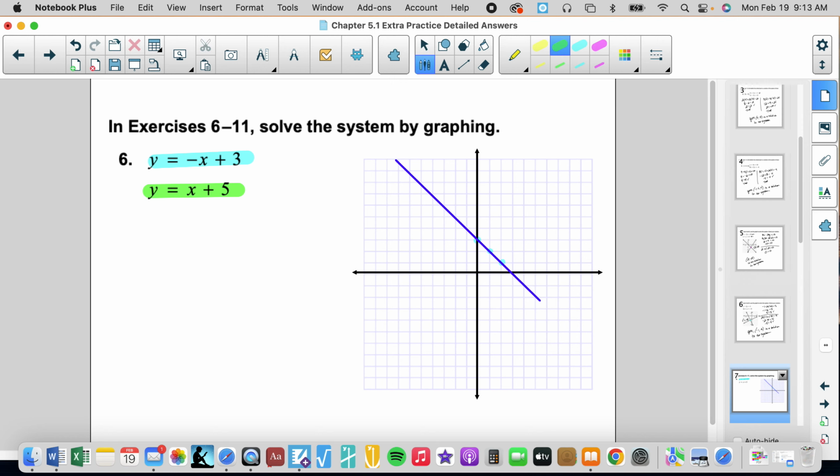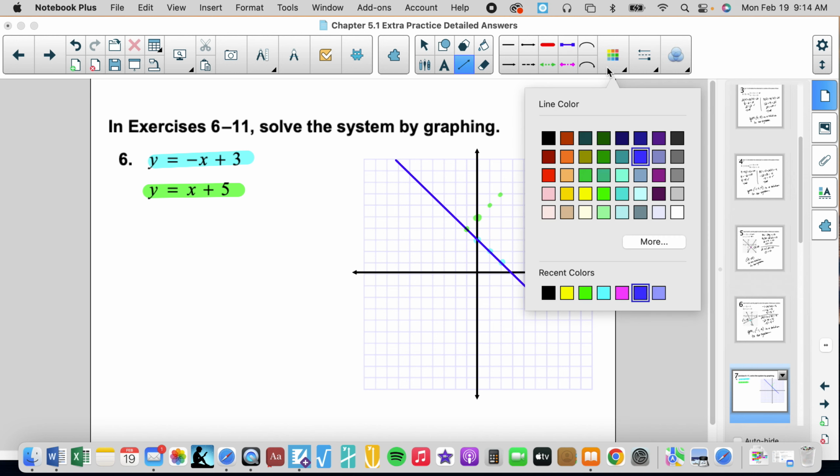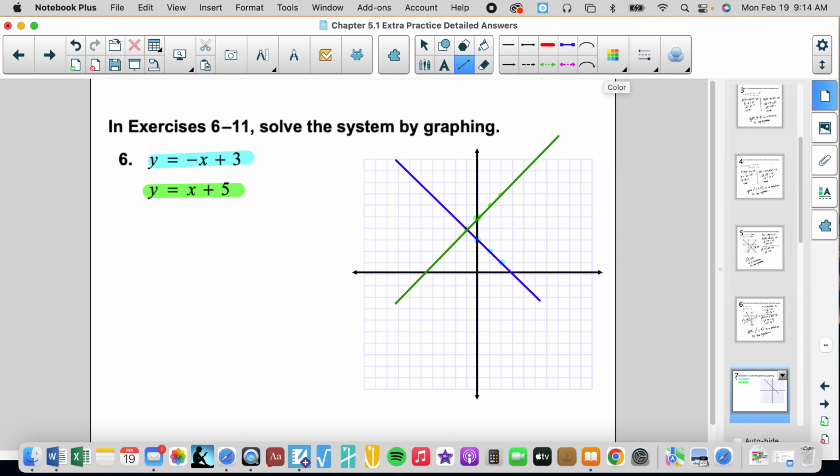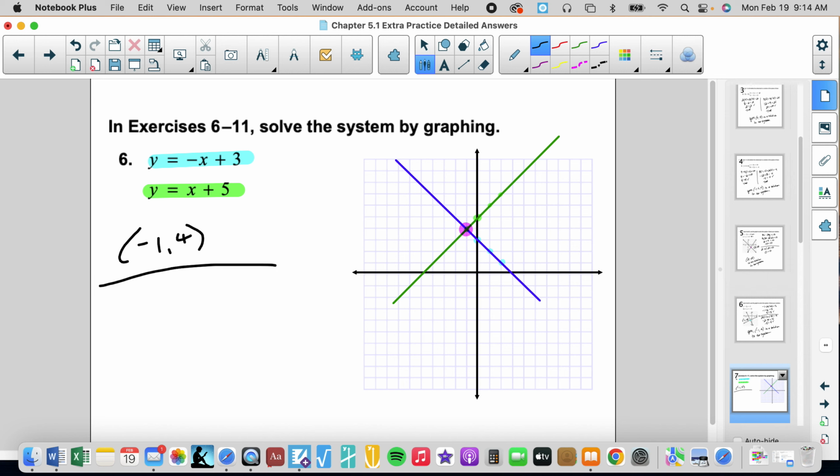Let's graph the other equation. We have a y-intercept of 5. 1, 2, 3, 4, 5. We go up 5, and then a slope of 1. Up 1, right 1, up 1, right 1. We can also go down 1, left 1 to help us, and that takes us to the point of intersection, which is nice. So we're making the assumption that that is the point of intersection, which would be negative 1, 4. And it doesn't say check. We should check.